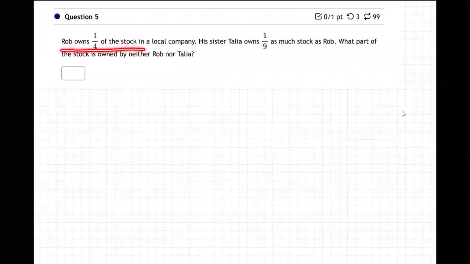Rob owns 1/4 of the stock in a local company. His sister Talia owns 1/9 as much stock as Rob. What part of the stock is owned by neither Rob nor Talia?